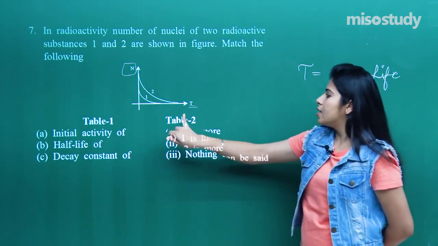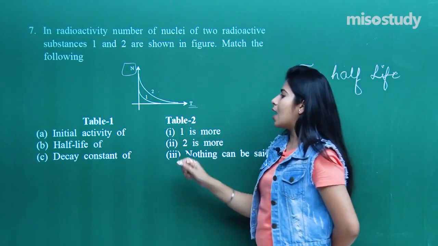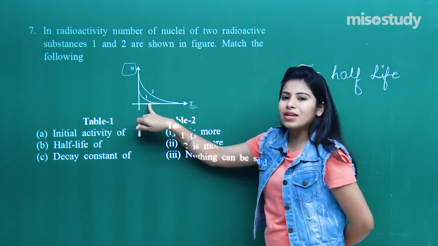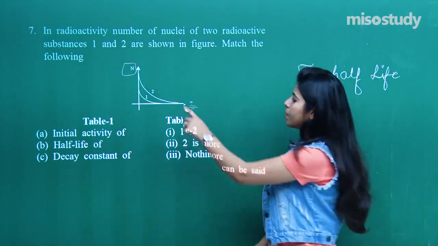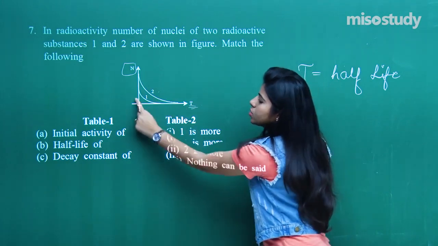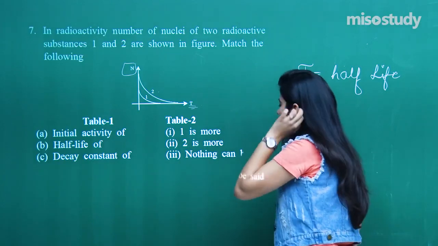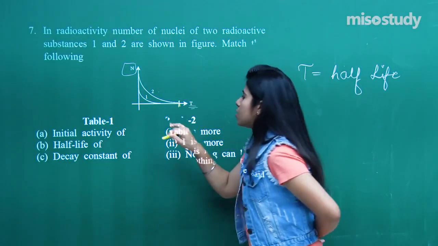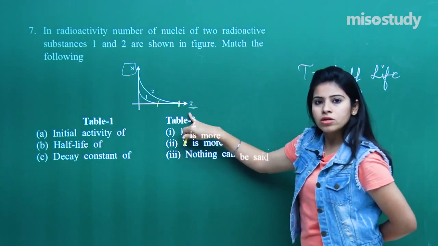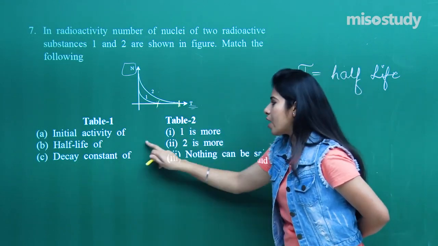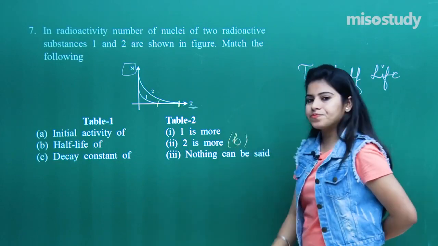Now let me see, this is my T half, that means the half-life. I can easily see from this graph that the half-life of 2 is more, because 2 is here and 1 is here. Is this more or is this more? Definitely 2 is more. So we can say the half-life of 2 is more. So B will have the second option.